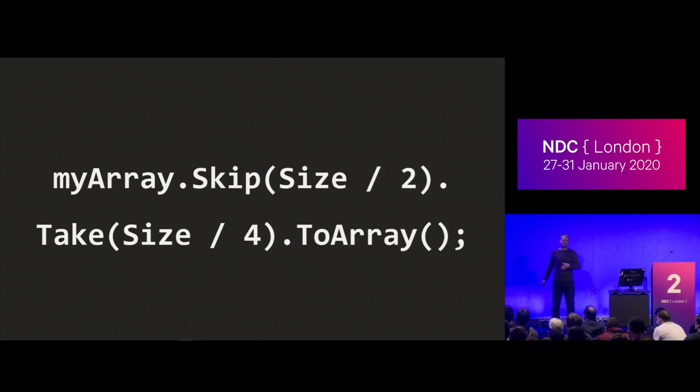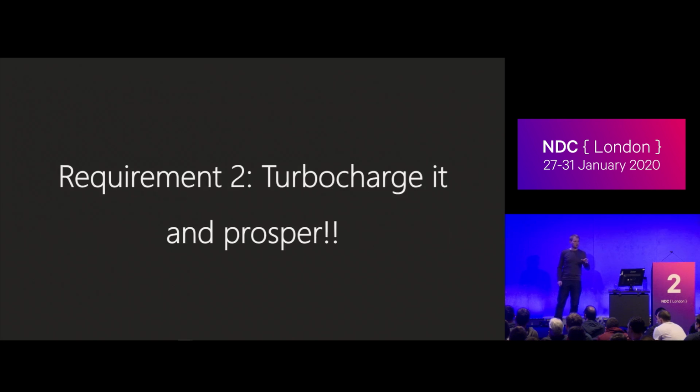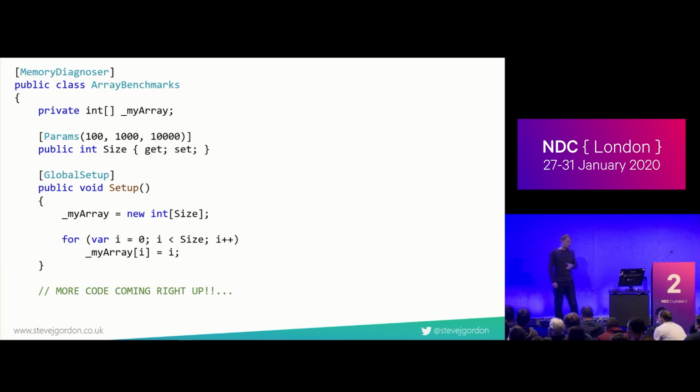Now, sometime later, the product manager comes back and says, we want to turbocharge this thing. We want to make it really quick. We want to make a fortune. This is going to save us some money. And so now we need to optimize that code. So the first thing I'm going to do is set up some benchmarks.